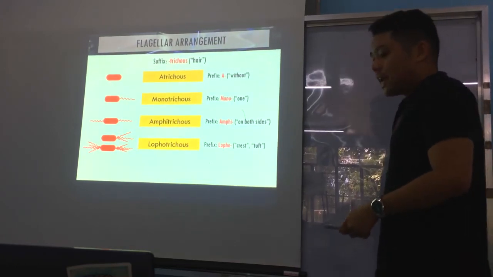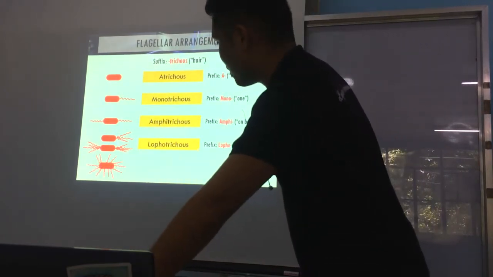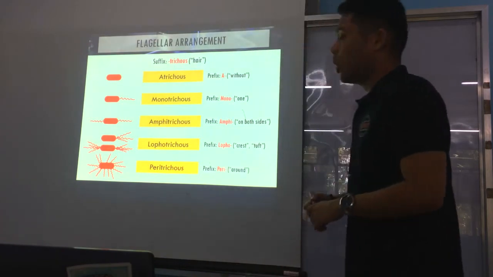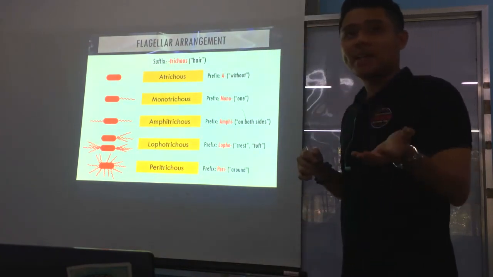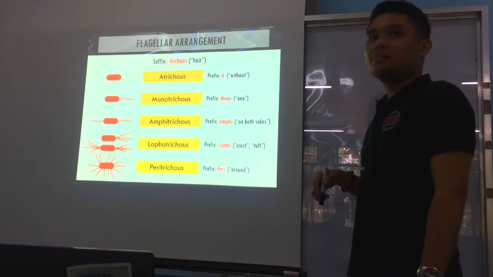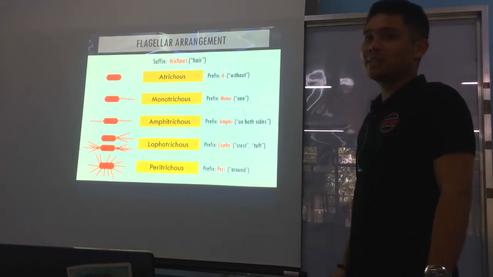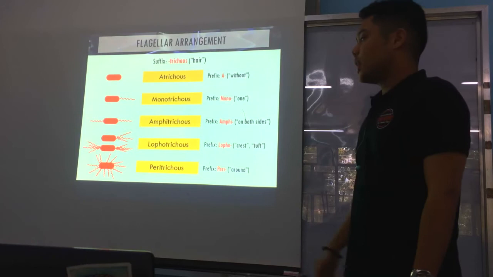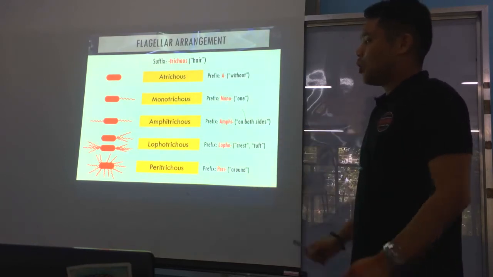So lophotrichous, and we have your peritrichous, meaning all around, peritrichous. Most of the gram-negative bacilli, your enterics, E. coli, those are peritrichous. Most of your gram-negative bacilli are peritrichous. Okay, so flagella all around.